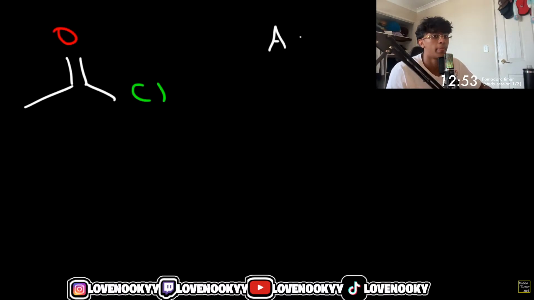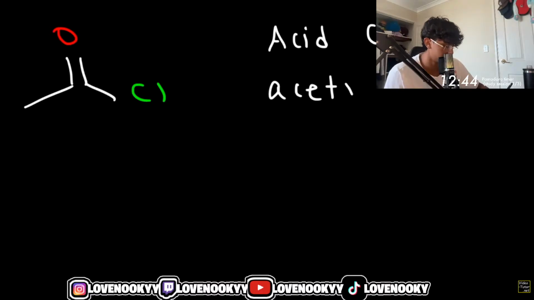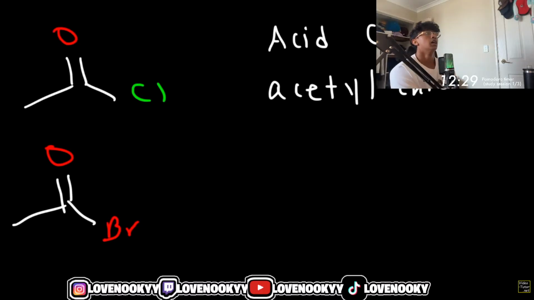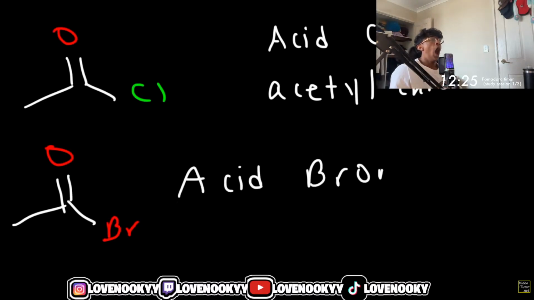This is an acid chloride, also known as acetyl chloride. Now you can have a different halogen attached to it. You can have a bromine atom attached to it. So this would be called acetyl bromide instead.